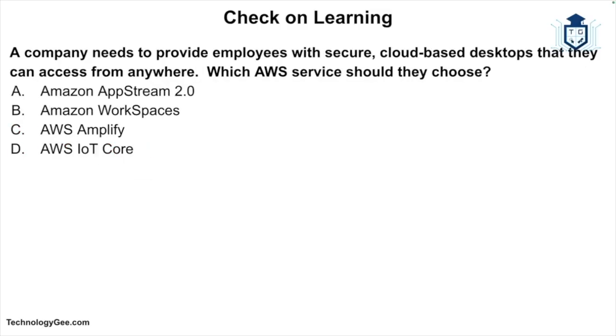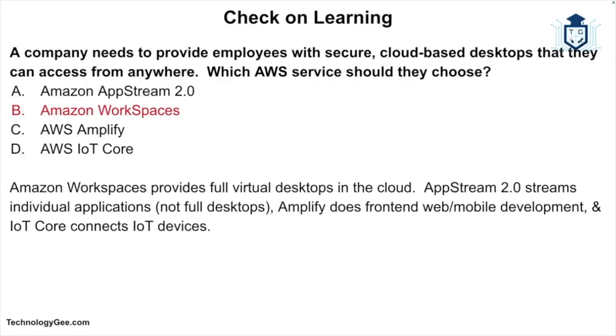And our final question is, a company needs to provide employees with secure cloud-based desktops that they can access from anywhere. Which AWS service should they choose? Should they choose Amazon AppStream 2.0, Amazon WorkSpaces, AWS Amplify, or AWS IoT Core? And the correct answer is Amazon WorkSpaces. So WorkSpaces provides full virtual desktops in the cloud. AppStream 2.0 streams individual applications, not full desktops. Amplify does front-end web and mobile development. And IoT Core connects IoT devices.